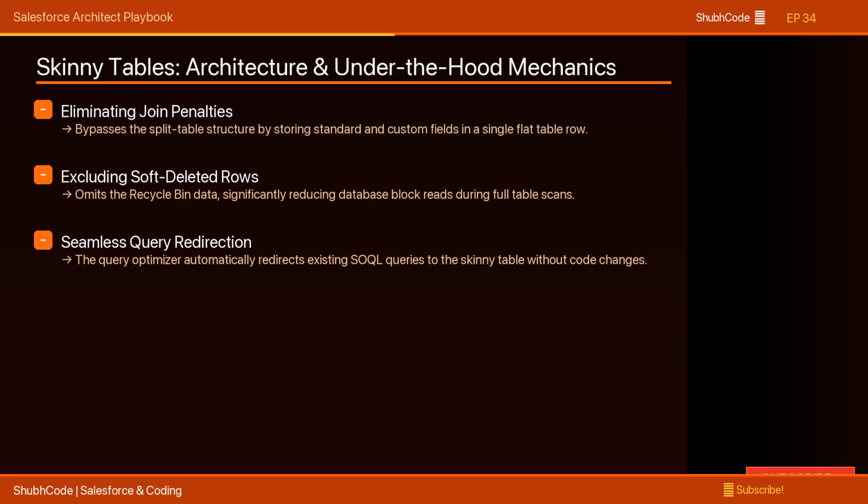When custom indexes are still not enough to hit your performance targets for massive objects, it is time to unleash skinny tables. To understand skinny tables, you have to understand that Salesforce split standard objects into two physical database tables, one for standard fields, and another for custom fields. This table splitting design allows Salesforce to scale custom fields infinitely, but it requires a database join every time you query custom and standard fields together. A skinny table is a custom-built, highly optimized physical table that combines both standard and custom fields into a single row, completely eliminating that expensive join operation.